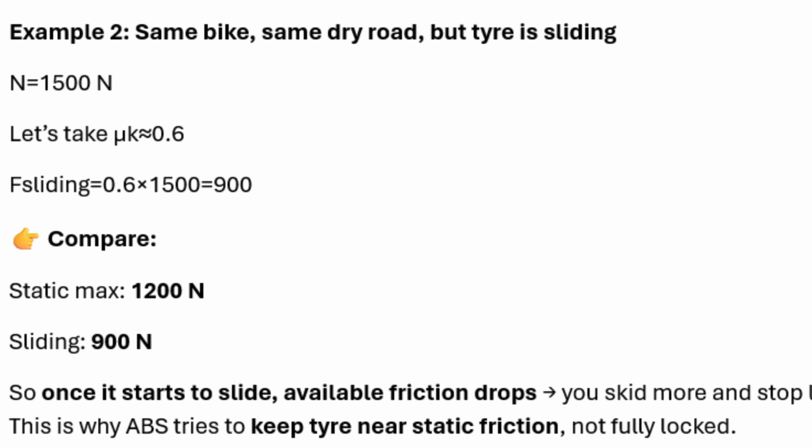Okay, so what is the formula that I have told you? F is equal to mu into N, right? So if I multiply this 0.6 by the normal reaction force that is available, which is 1500 Newton, I will be roughly getting around 900 Newton. So on dry asphalt, the maximum frictional force that is available is 1200 newtons, whereas when it comes to wet asphalt, the frictional force is reduced to 900 newtons.